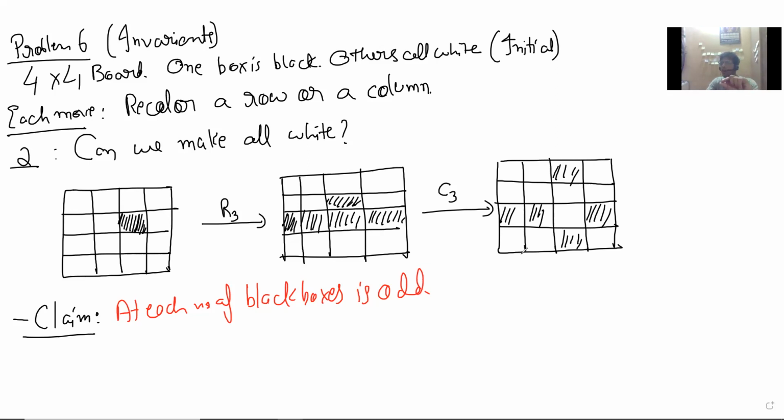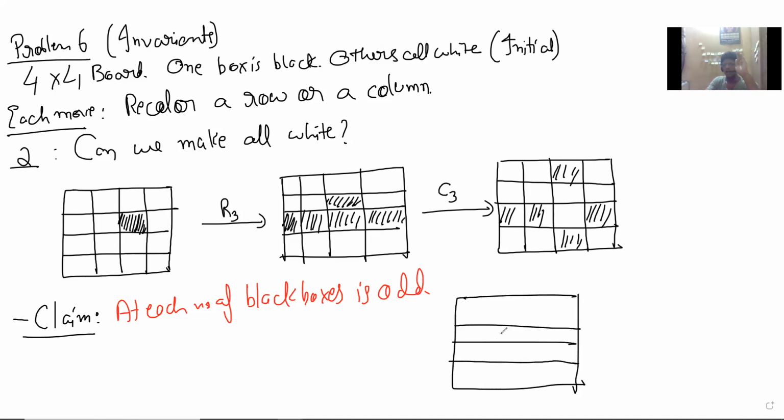And even so, when you recolor, let's say you recolor a row. So if I'm recoloring a row, explain it to me like this. Let's say I'm recoloring the second row, then how would you explain?